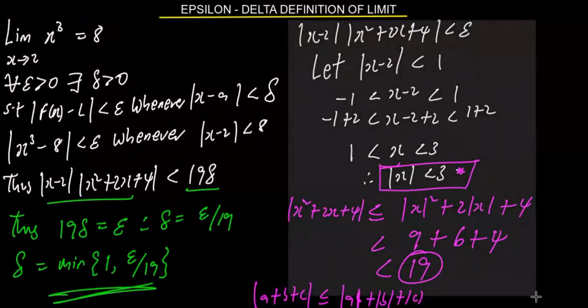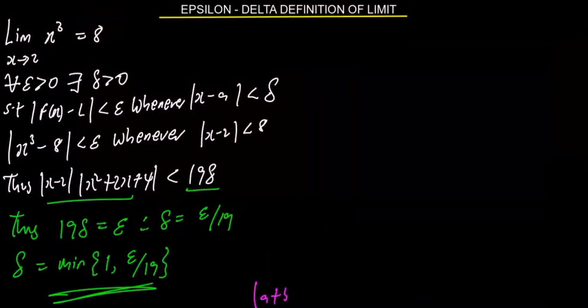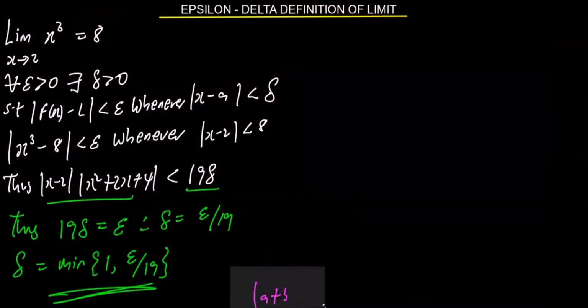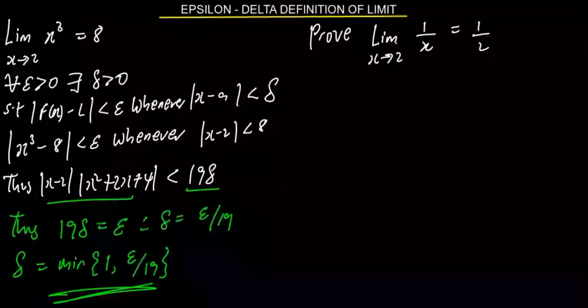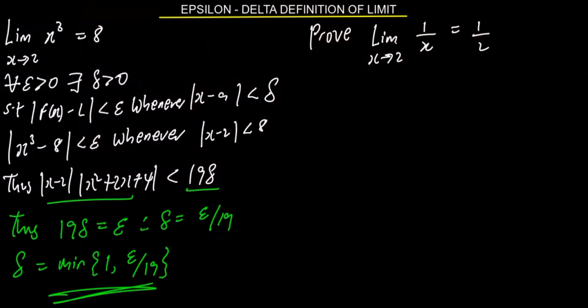Okay, the last question. What do we do whenever we are having something like this? You have to prove that the limit, let me say, as x tends to 2 of 1 all over x is equal to 1 over 2. How do we complete this proof? You can pause the video to give the problem a try. When you are done, you can proceed.